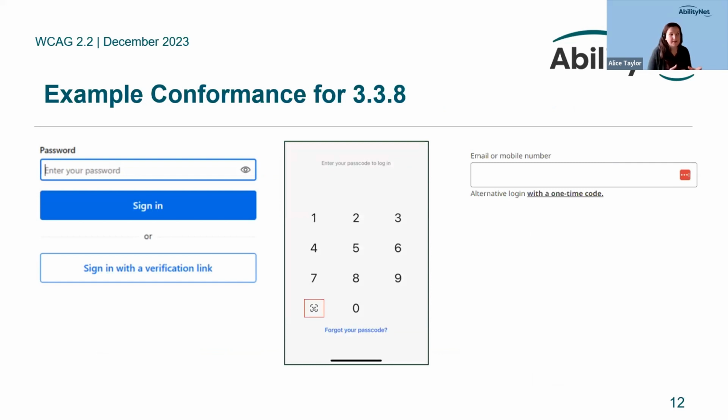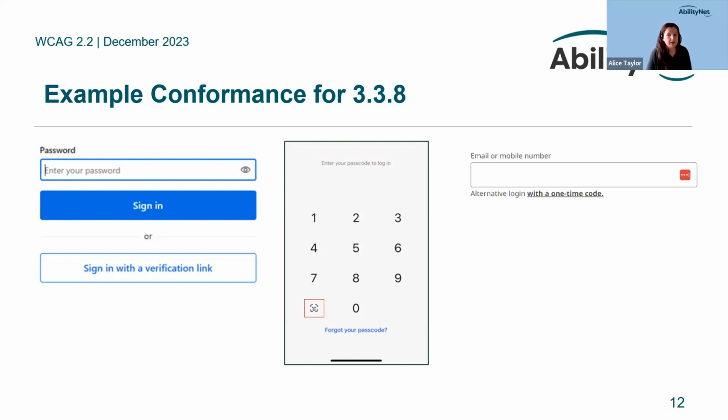So to help explain this, here's some example conformance for 3.3.8. If we look at the first example on the left, we have a password field. The user is being required to enter their password here to sign in. However, below the sign in, there is also a sign in with a verification link. What this can do is send something to email, and you can click on a link in your email, and this can log you in instead of you having to write a password. So that's an example of an alternative way of logging in.